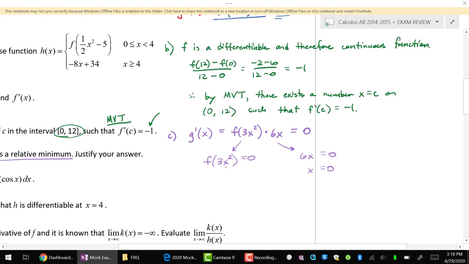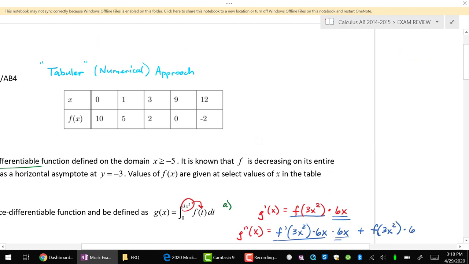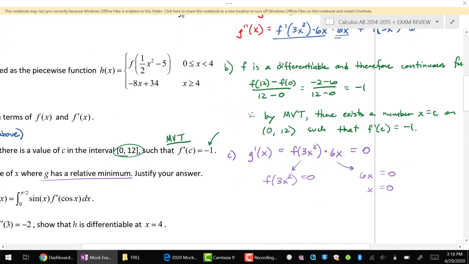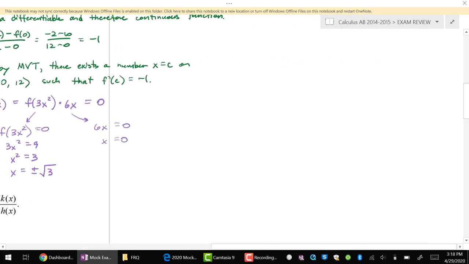Over here, what function input will give me a 0? If I check the table, the input of 9 right there will yield a 0 on function f. So that means that this 3x squared has to be 9. And x squared, therefore, is 3. So my solutions for the critical points would be plus or minus root 3. At this point now, I've established 3 critical points of negative root 3 and 0 and positive root 3.